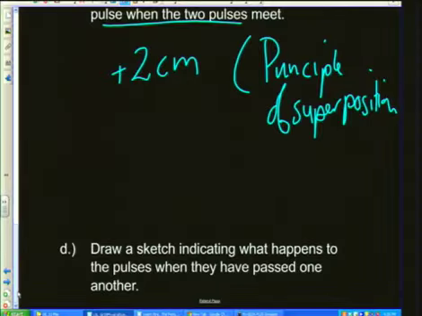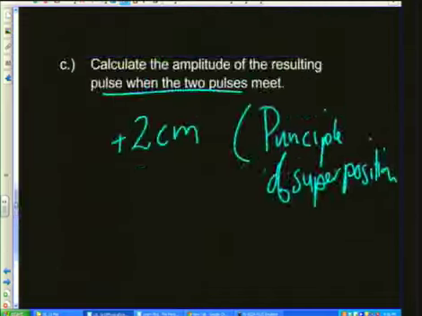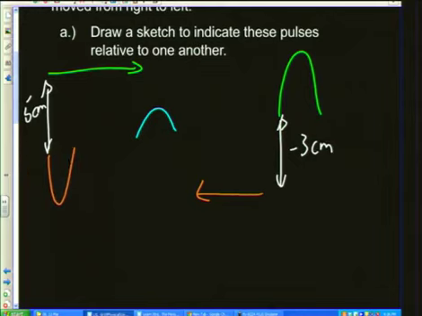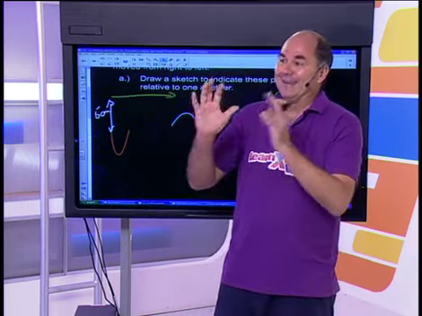And then the last one was to draw the picture when they passed one another. Well, I'm going to cheat. I'm just going to take my fancy pen on this lovely smartboard, and I'm going to move them into the positions they were. So the orange one started on the right, it's now on the left. The green one started on the left, and it's now on the right. Hope you've got that.